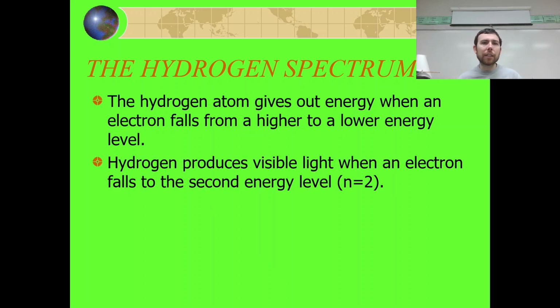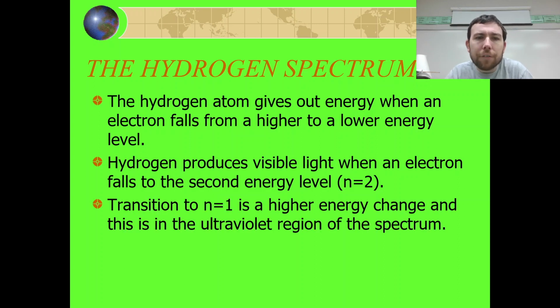Now, we're going to make a connection here, and this is going to be applicable across the board, at least it should be. Hydrogen is going to produce visible light when an electron falls to the second energy level. So, for example, if an electron is in the fifth energy level and then it moves into the second energy level, then for hydrogen, it's going to produce a visible light emission. And that's always going to be the case. When an electron moves from a higher energy level to n equals 2, it's going to produce visible light.